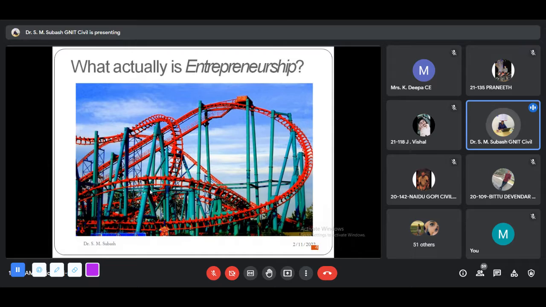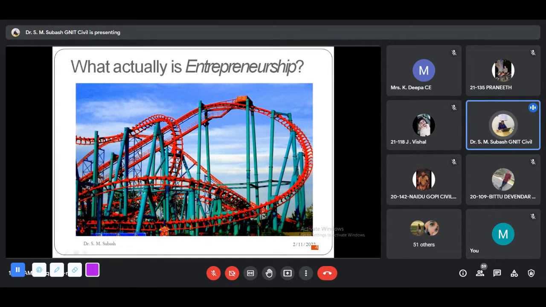So what actually is entrepreneurship? It's like a roller coaster. You can see there won't always be a rise, and there won't always be a fall. There will be a rising, suddenly there will be a falling, then again a rise like that.